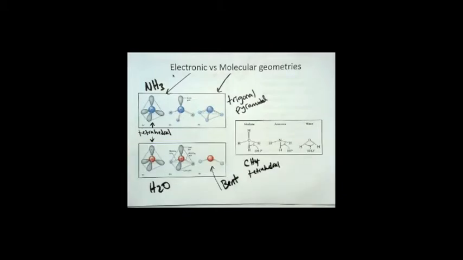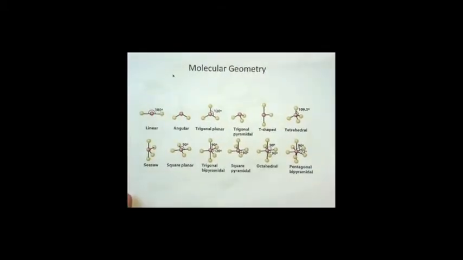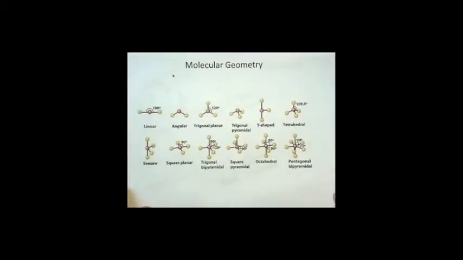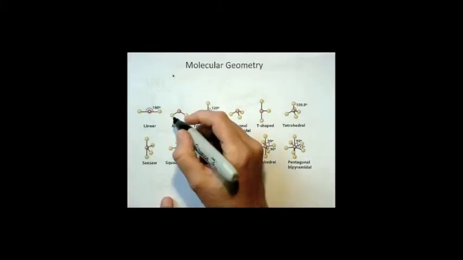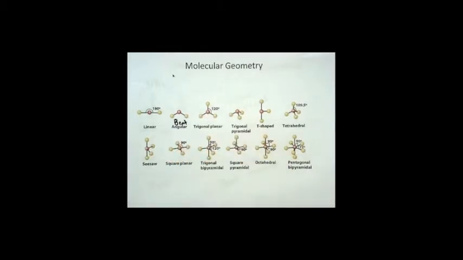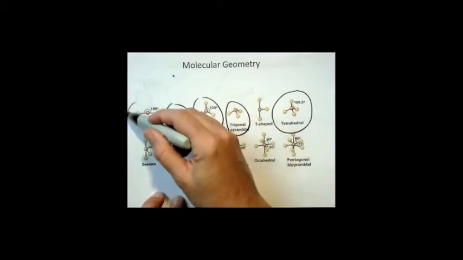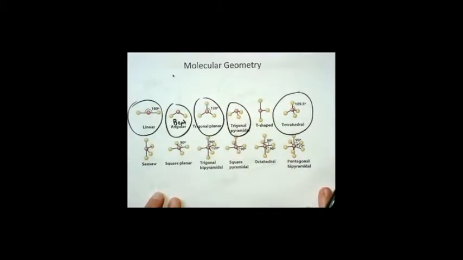Okay, and I want to show you one more. This picture might look kind of complicated, but I just want you to be aware that there are several different molecular geometries. This angular also goes by bent. Okay, those words are used interchangeably. But we'll see linear, bent, trigonal planar, trigonal pyramidal. We won't see T-shaped and tetrahedral. These are all common shapes that can obey the octet rule.